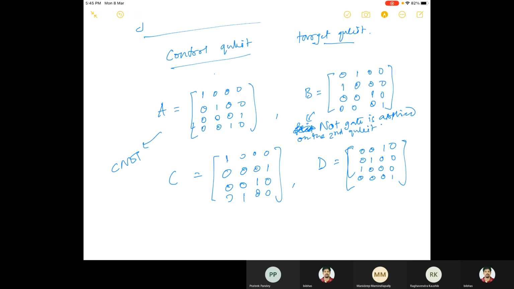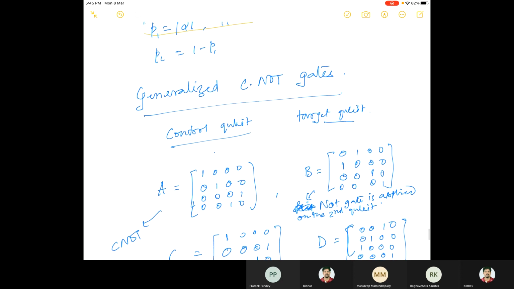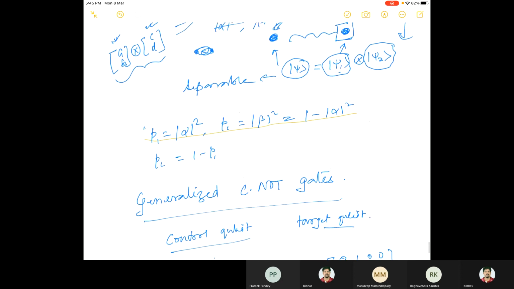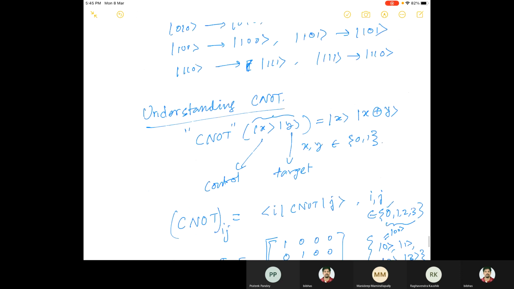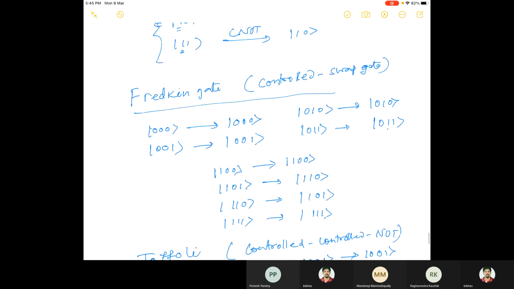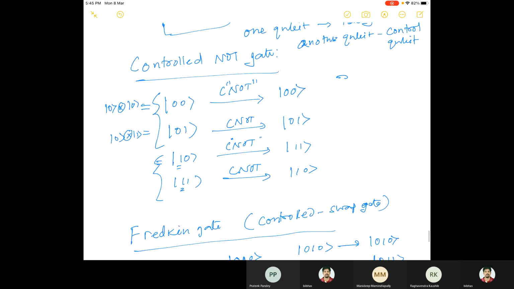Same thing as A, but here is the difference. For the C-NOT gate in A, when the first qubit is 1, only then is the NOT gate applied on the second one. But I can have a different kind of rule where, if the first state is 0, then the NOT gate will be applied on the second qubit.